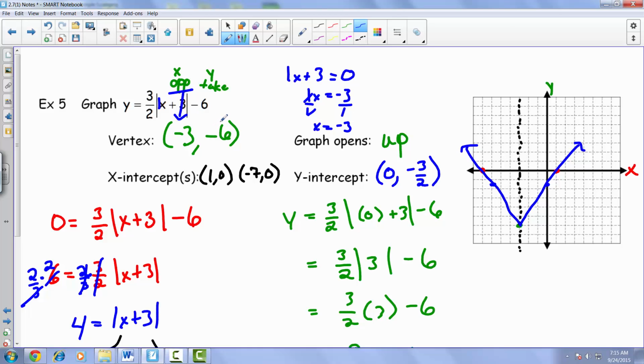The game changes a little bit when you have a number in front of x. But again, it pretty much is following the same exact process. You just set this stuff inside of that absolute value equal to 0 and then just solve for x.